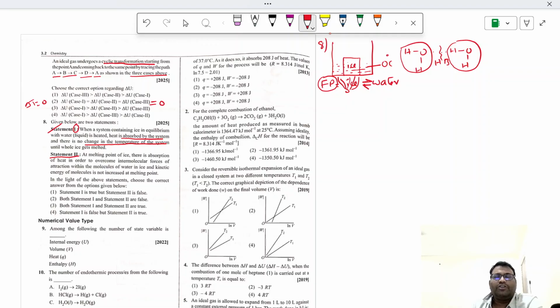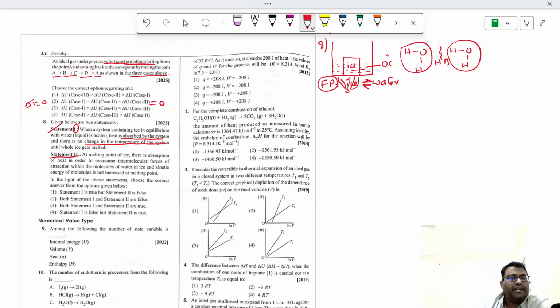When these intermolecular forces are broken, that means if there is a decrease in the intermolecular force, automatically what happens? These molecules move farther apart so that they convert into water. So when the force decreases, they move farther apart. They get the configuration of liquid and get converted into liquid.